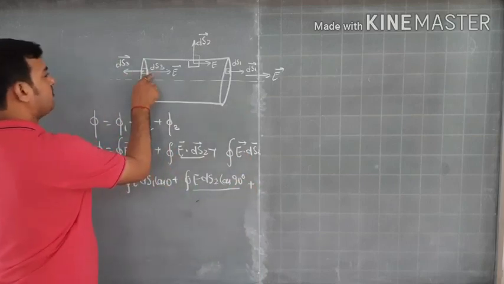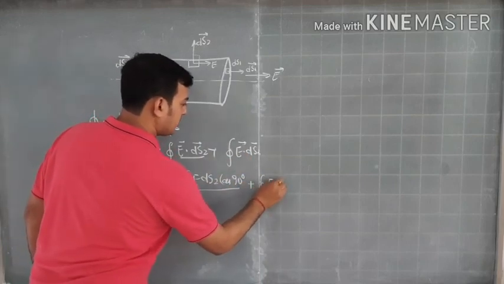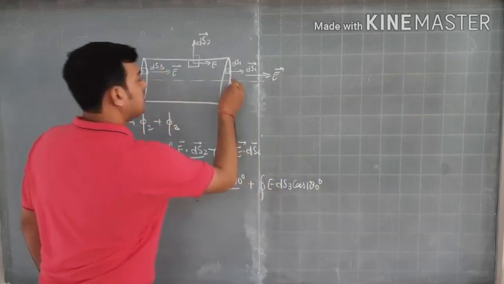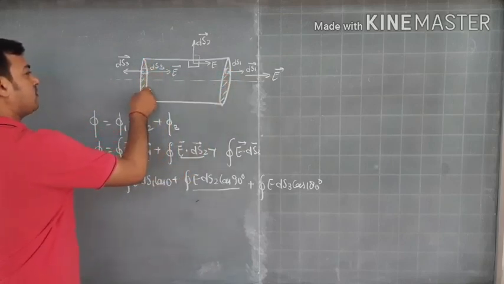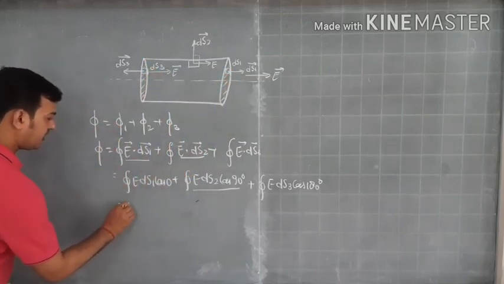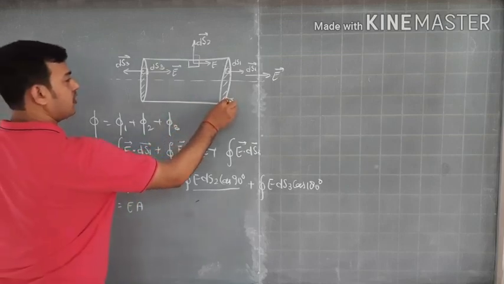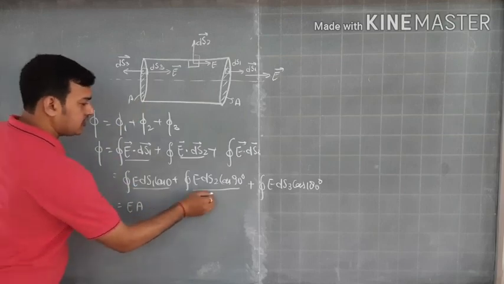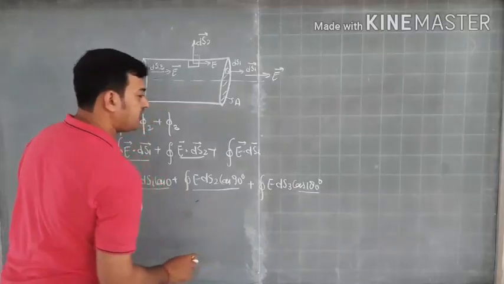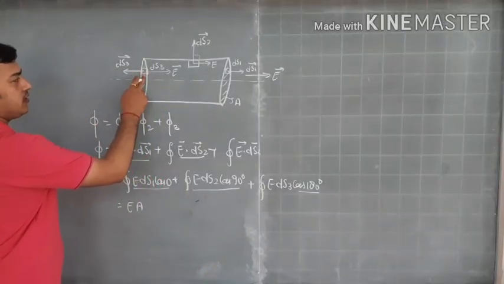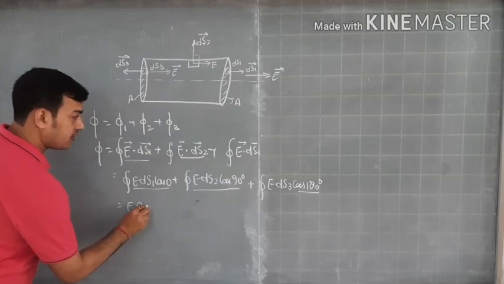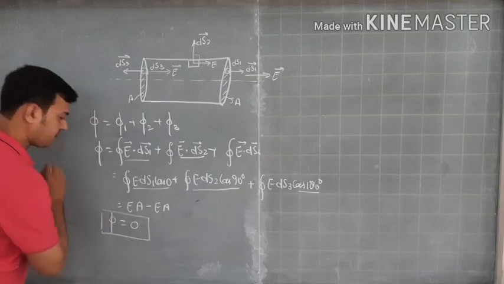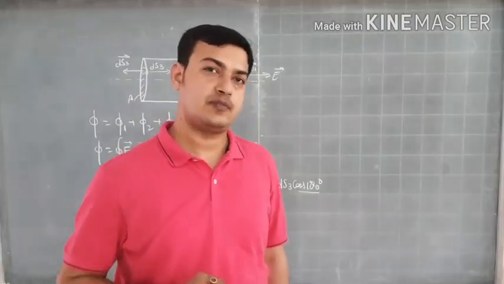And for this one, since both are in opposite directions, I will write this as E dS3 cos 180. Since both these circular surfaces have the same area, let the area of this circular surface be A, so it will also be A. So this is going to be EA. This is 0, and for this the value of cos 180 is minus 1, so the flux is inward. In this case we will write minus EA, and the net flux is 0. So this was the solution to this problem.